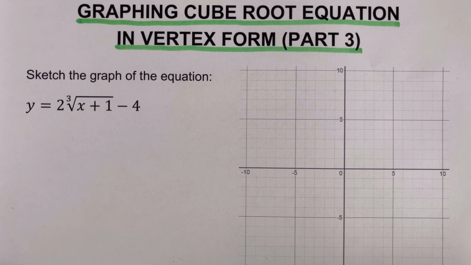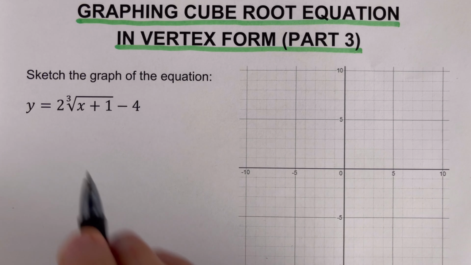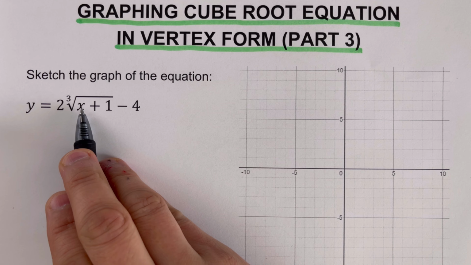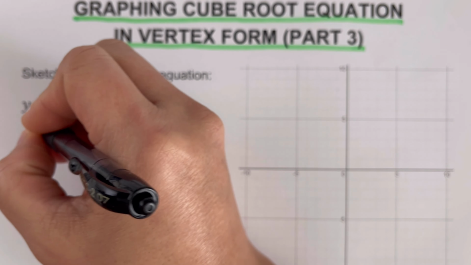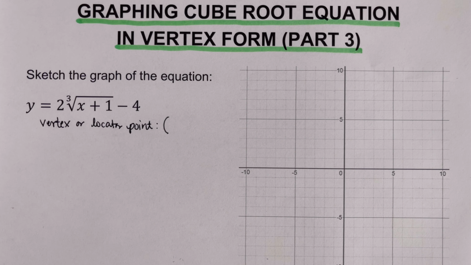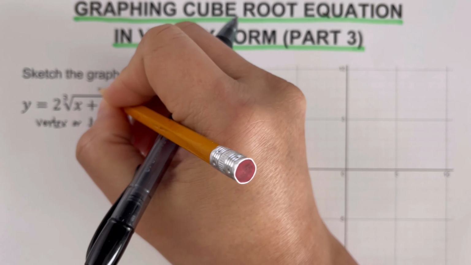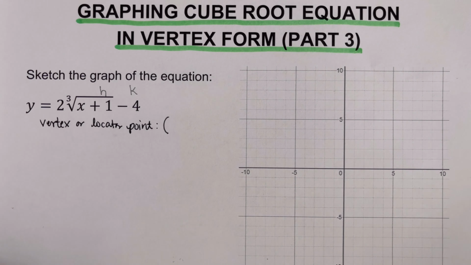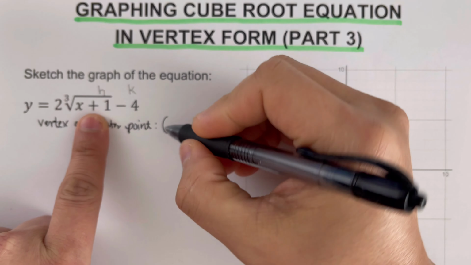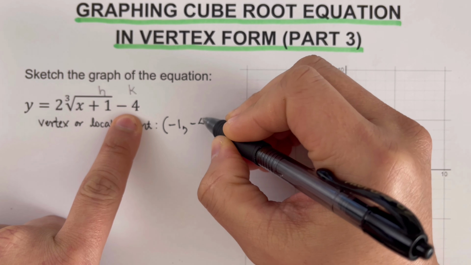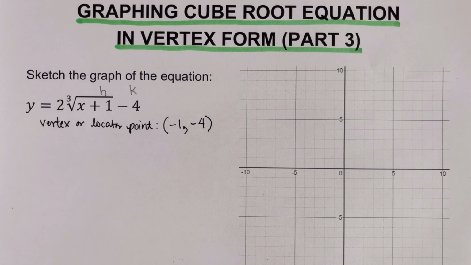Okay, so let's go over the problem here. The first step, in order to sketch a graph for this equation, is to determine the vertex or locator point. We remember that the coordinate of the vertex is (h, k). To write the coordinate, we switch the sign of this, so that would be negative 1, and we keep this, that would be negative 4. So our vertex is at (-1, -4).